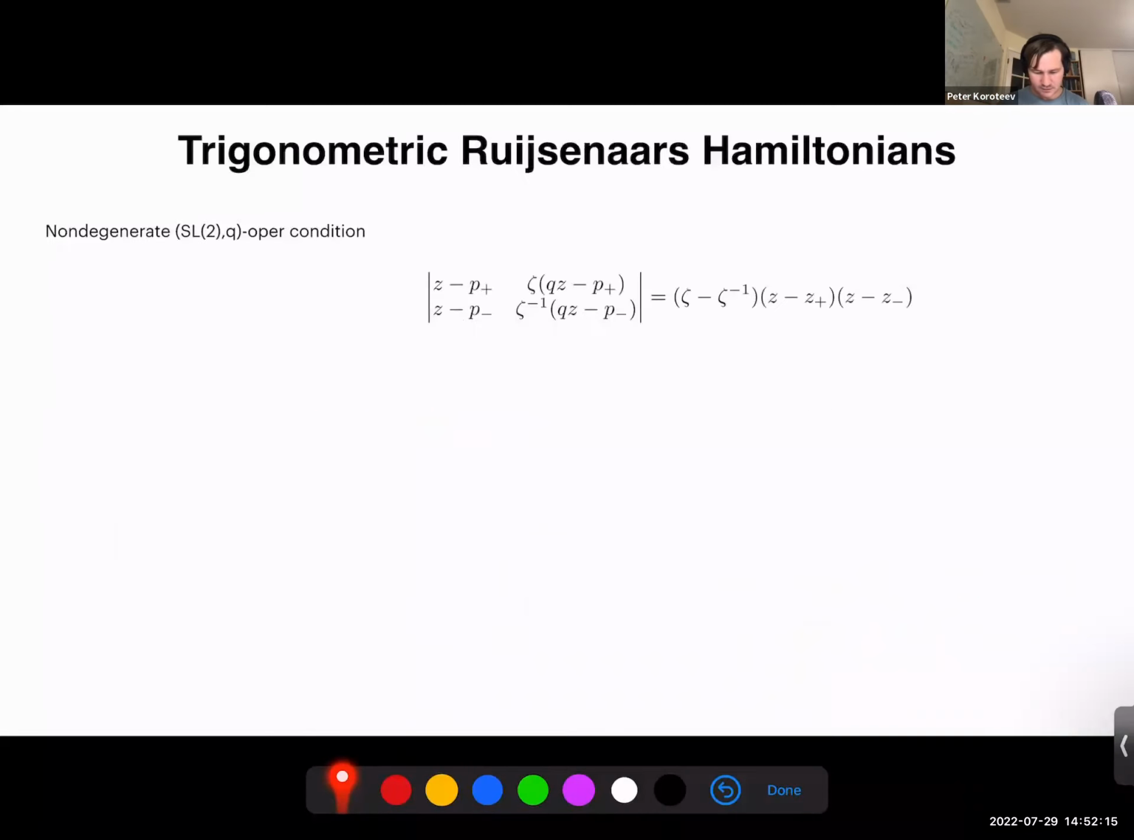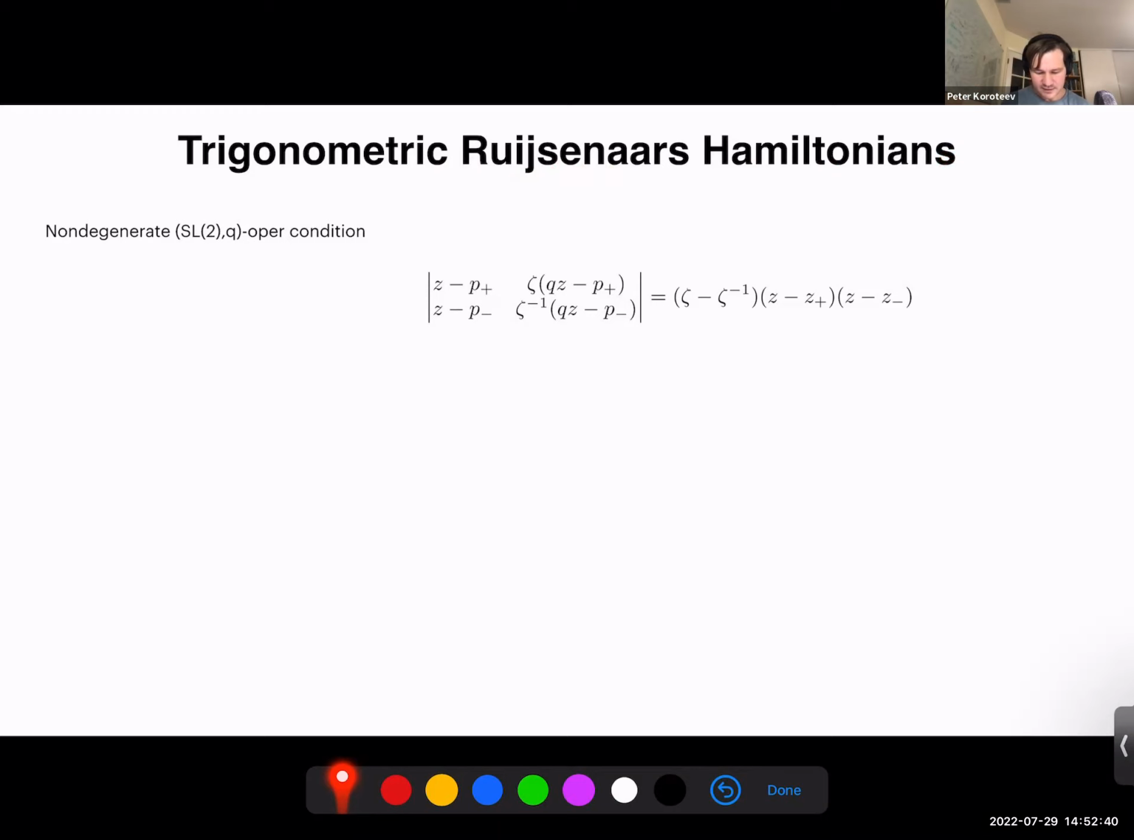Okay. Now let's see. So XXZ is a quantum integrable system. There's also a different type of integrable systems that arises from the study of opers. And the one that is connected to q-opers is the trigonometric Ruijsenaars-Schneider, well, just Ruijsenaars Hamiltonians.